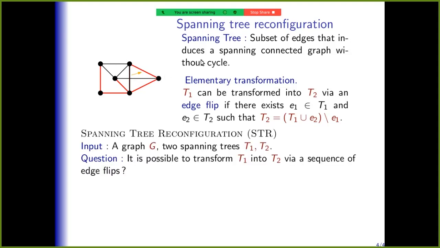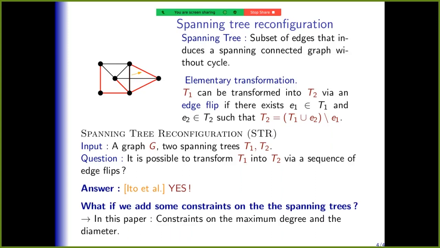So one can ask, given two spanning trees, is it possible to transform the first into the second by a sequence of edge flips? And the answer is, of course, yes, because spanning trees are matroids, and in a matroid, you know that you can always transform a solution into another in the optimal number of steps.